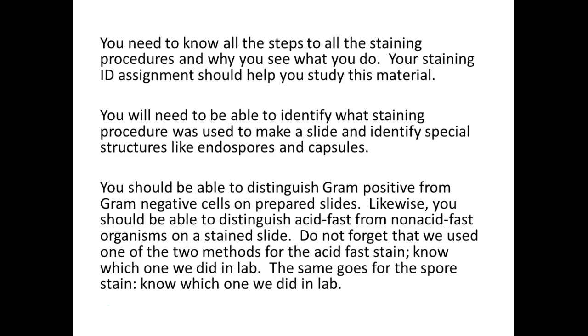You need to know all the steps to all the staining procedures and why we do what we do. Right? So what's happening in the first step of the Gram stain? Right? We're using crystal violet, which is a basic dye. Right? It's positively charged, goes into the negatively charged cells. Then iodine goes in and combines with the crystal violet. And then it gets trapped in when we decolorize, because what do gram-positives have? That thick cell wall, right?